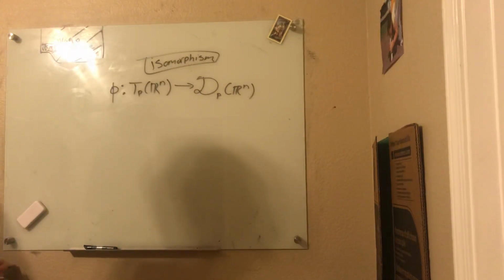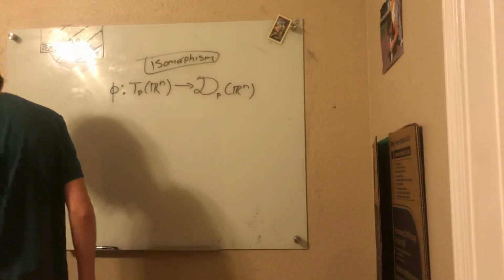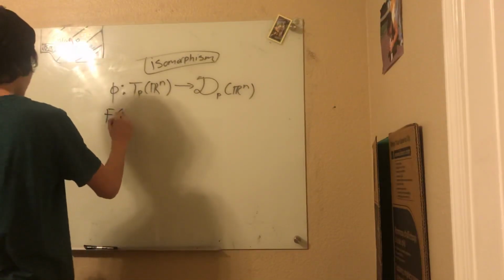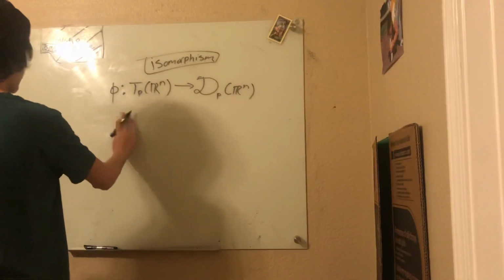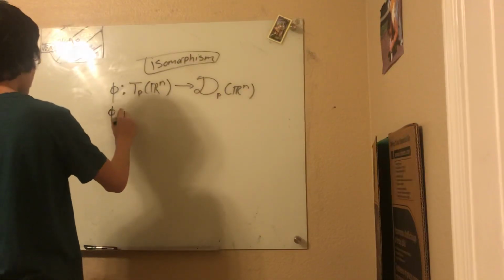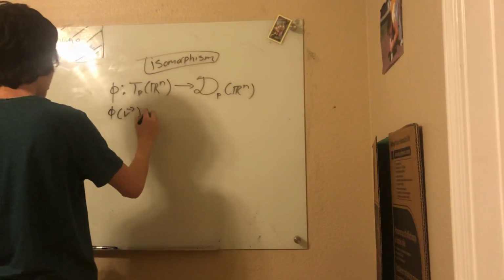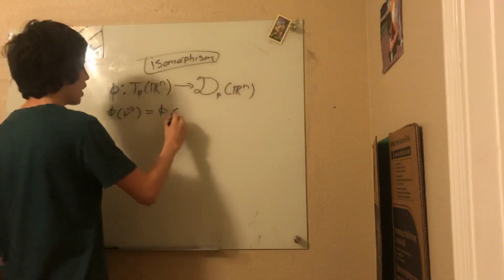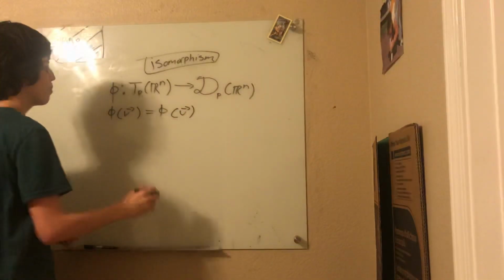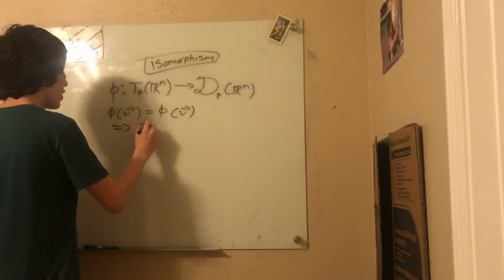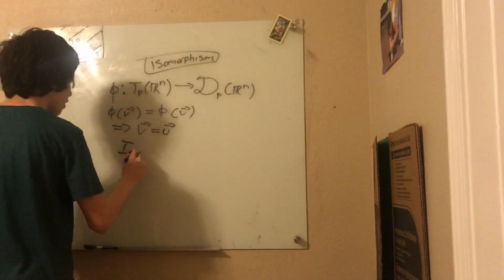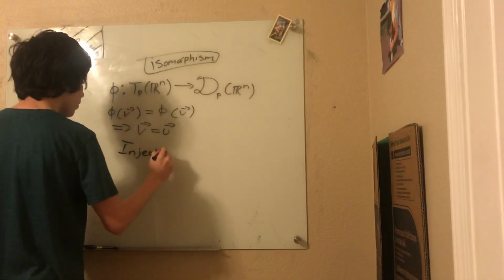Oh, yeah. Which basically says that if phi of u is equal to phi of v, this implies that v and u must be equal, right? This is injectivity, right?